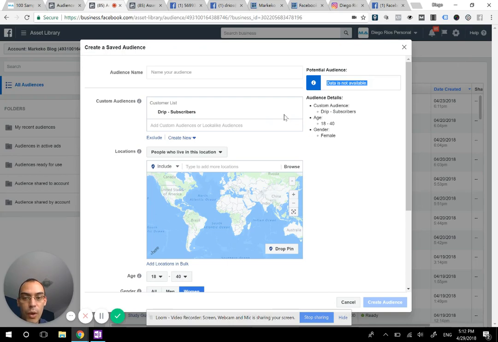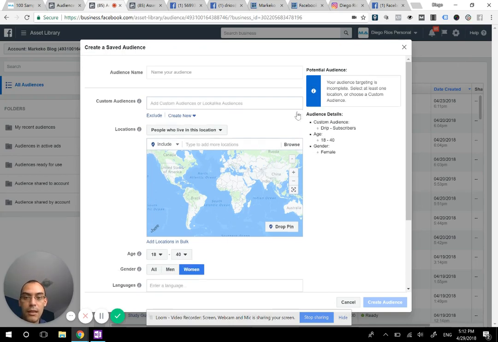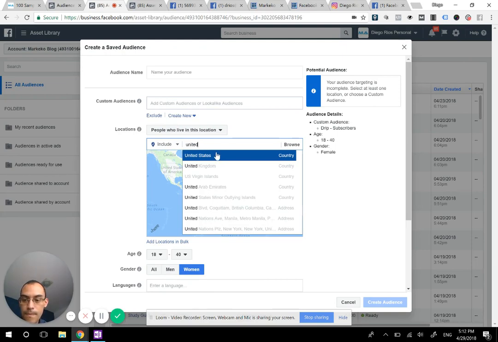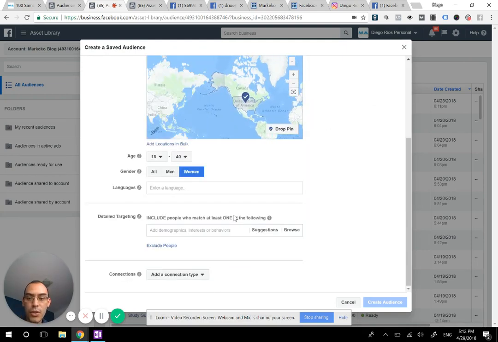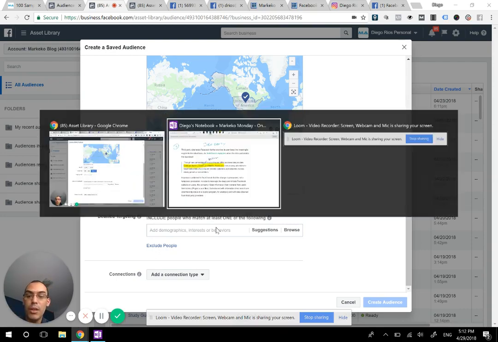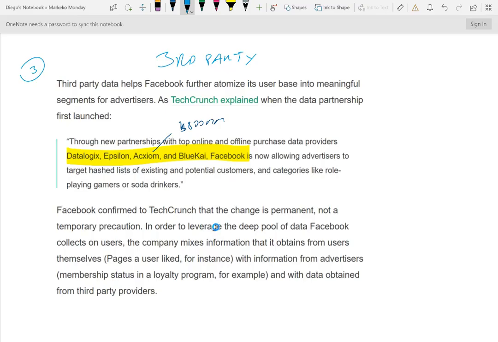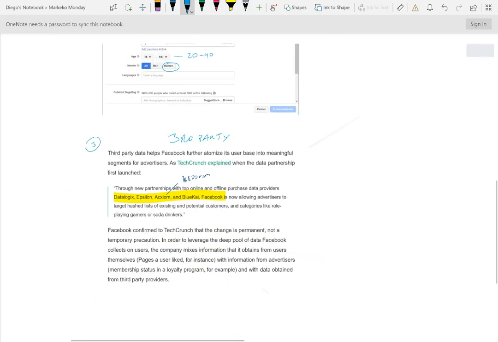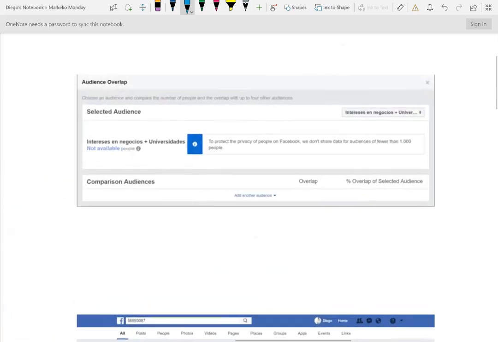If I deselect a customer list, select United States, and go down into behaviors, for example, you can't select external parties or the ones related to third parties. So that's been blocked as well. How does this affect you? Fewer variables to use within segmentation. Number 4, audience overlap.